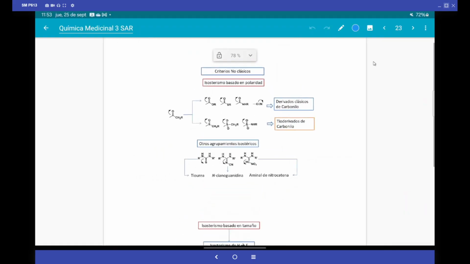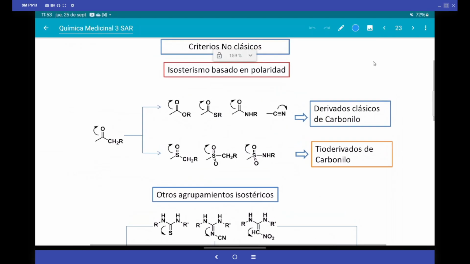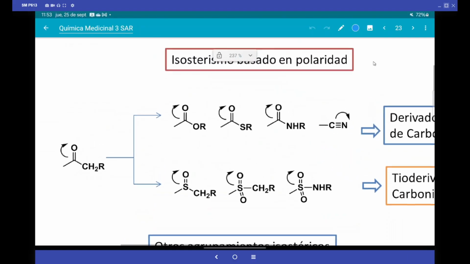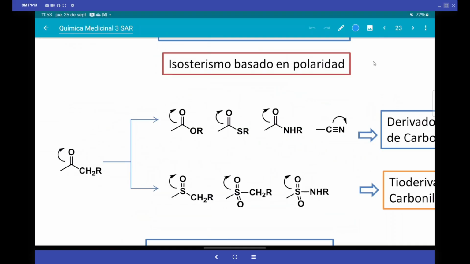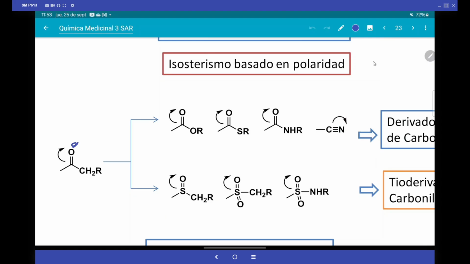And we go to the last examples. 16. Non-classical criteria and polarity isosterism. Here we refer to polarity isosterism. We refer to the fact that we need to have, for example, a negative electron atom, delta minus, that is polarized, for example, by resonance. That is, we have a carbonyl.